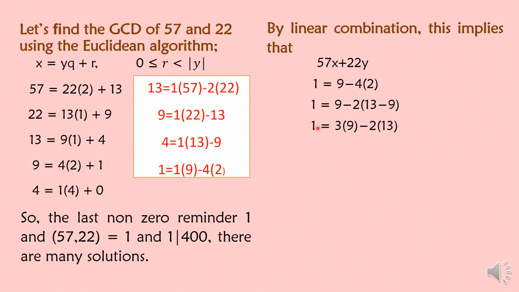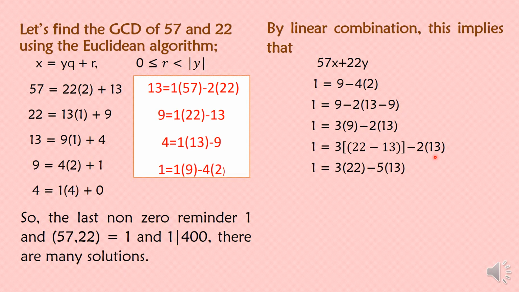Then 1 is equal to 3 times 9. Why 3 times 9? We have one 9 here, but we're going to multiply this one, so you have two 9s. So we have 3 times 9 now, minus 2 times 13. So next we're going to substitute. We have 9 here, so we're going to substitute 22 minus 13 here. Next, so 1 is equal to 3 times (22 minus 13), where 9 is equal to 22 minus 13, bring down this one, and minus 2 times 13.